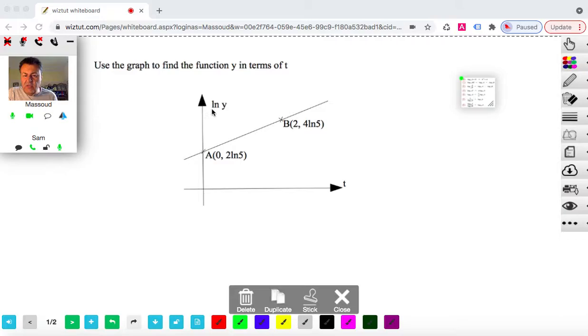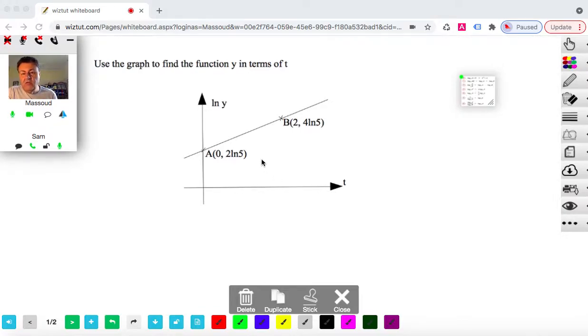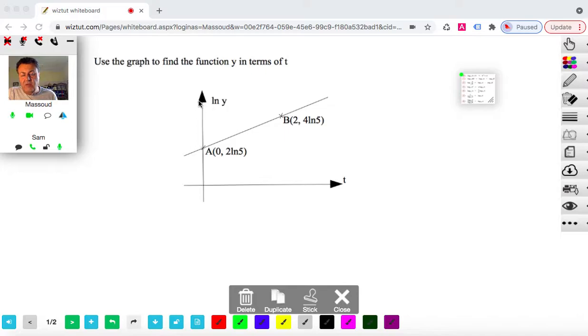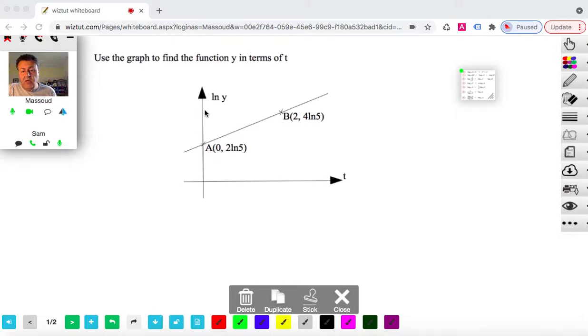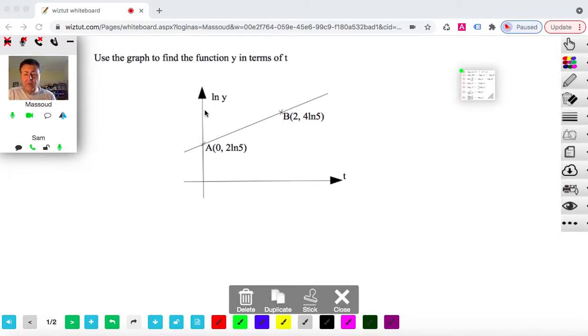In this case, this is logarithmic only in one axis, and the other axis is the normal t. So it's still a good question. If you find a question where both axes are logarithmic, then do send it to me, and I will try and do those questions for you as well.